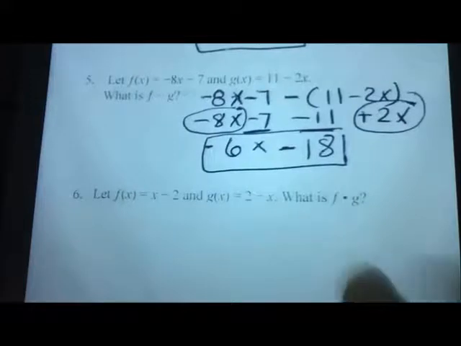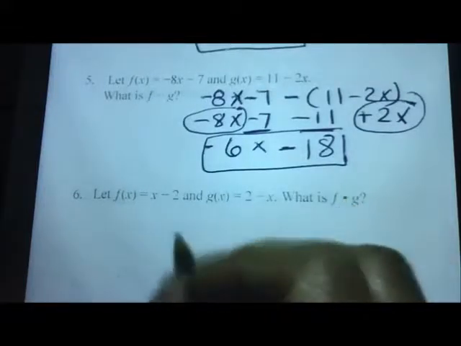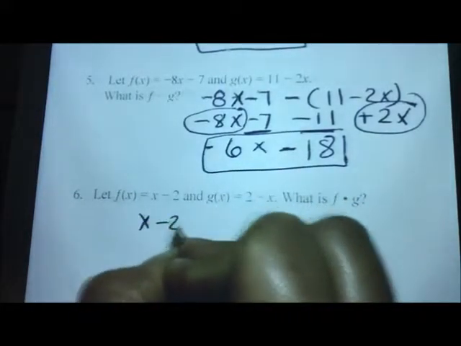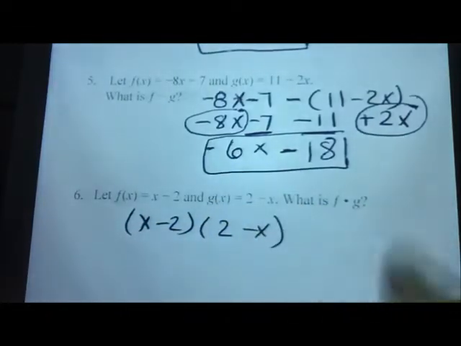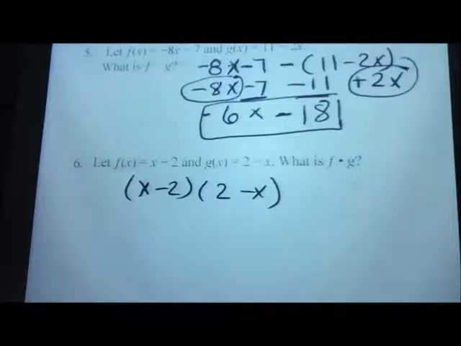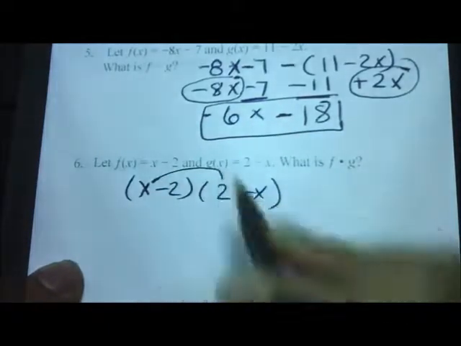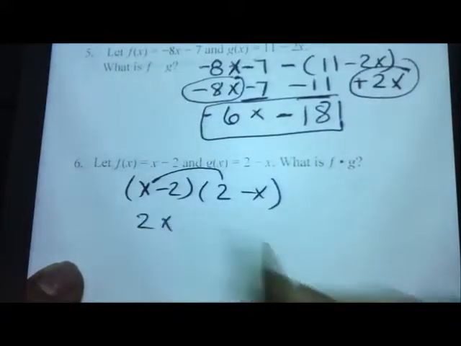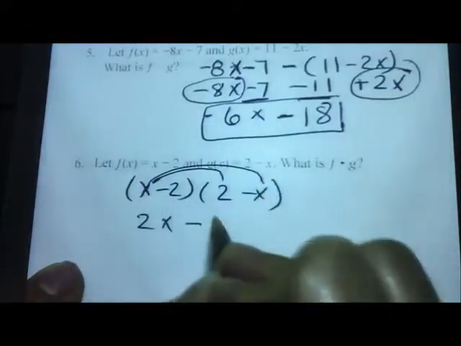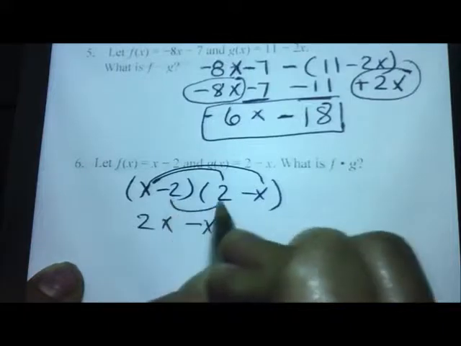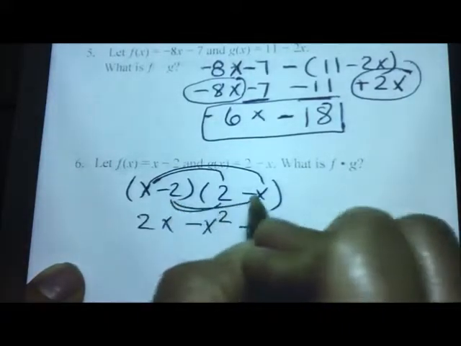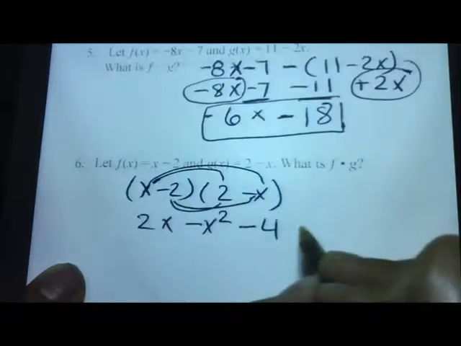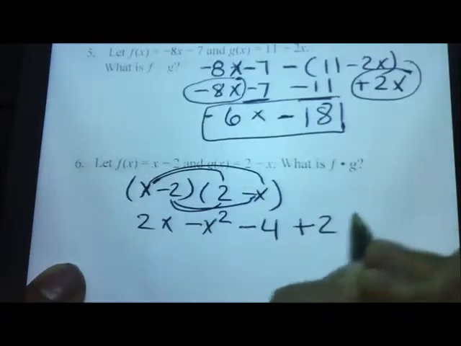And the last one on this page, the little dot means we have to multiply, so we have x minus 2 times 2 minus x. Once again, we're doing what we did at the top. We have to do FOIL. So x times 2 is 2x, x times -x is -x squared, -2 times 2 is -4, and then -2 times -x. A negative times a negative is a +2x.